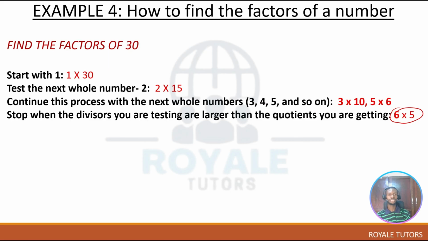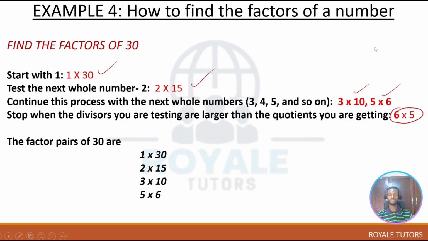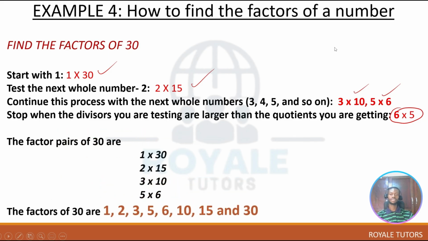So we only take on 1 times 30, 2 times 15, 3 times 10, and 5 times 6. So let's get the list of our factor pairs for 30: 1 times 30, 2 times 15, 3 times 10, and 5 times 6. Now the factors of 30 are what? 1, 2, 3, 5, 6, 10, 15, and 30. And all of these are generated from our factor pairs.